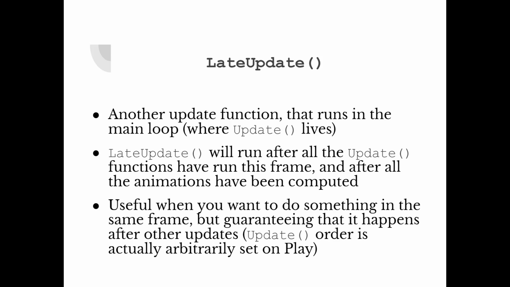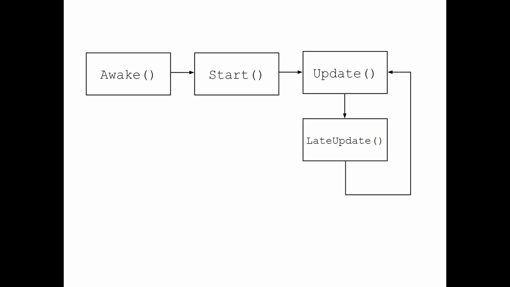This is useful when you want to have something that happens in the same frame, but guarantee that it happens after that. The order of all the things that are in here, whether they're LateUpdate or Update, normally that order is arbitrary. So you have to be careful. That's why we have these two, just like the reason we have Awake and Start. So this is sort of what it looks like.